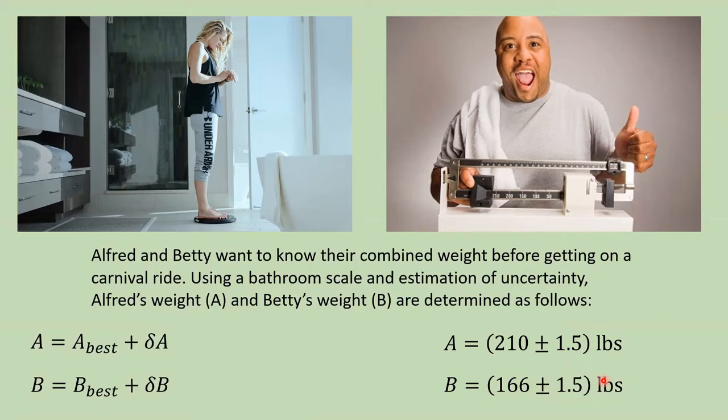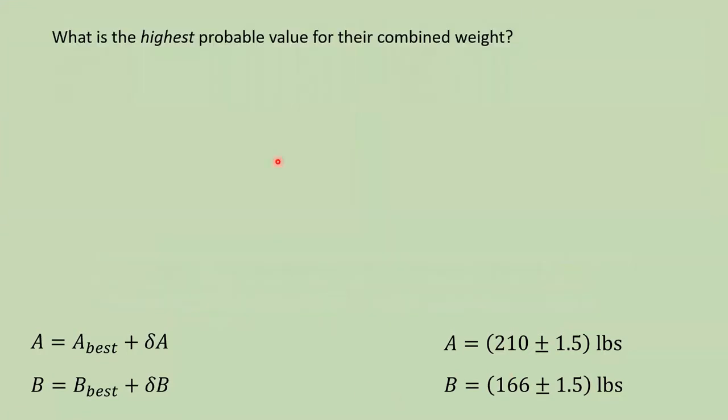And the question is, they've estimated their weights by measuring individually. We'd like to figure out what the best estimate is for their total weight, and then what's the range of possible values for their total weight. And it's a very simple thought process here. I'm sure you see where this is going. So I will first ask, what's the highest probable value for their combined weight?